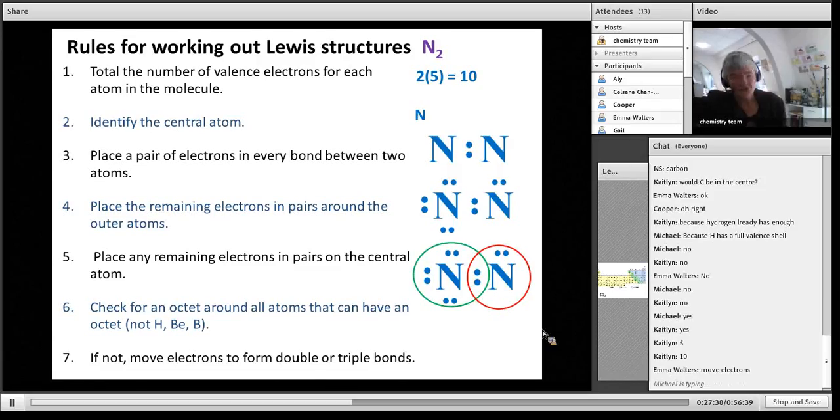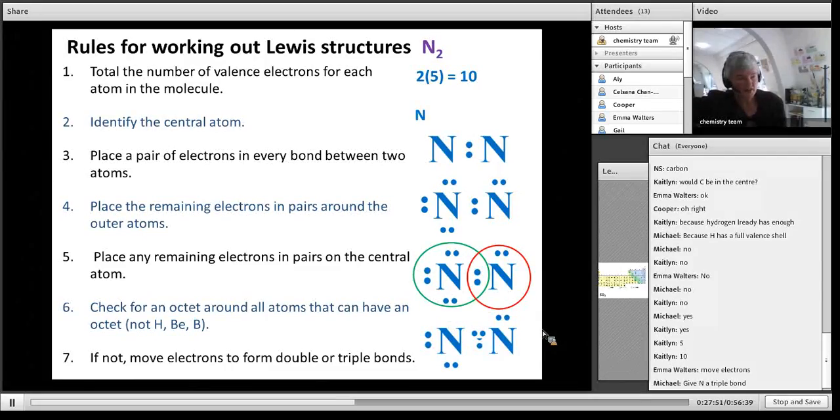To move electrons, move the non-bonding electrons from the nitrogen on the left and put them between the nitrogens. I'll flip that one around. But you can see the nitrogen on the right still doesn't have an octet. I've only got 6 electrons for the right-hand nitrogen, so I have to move another one, and I'm just going to flip that one around.